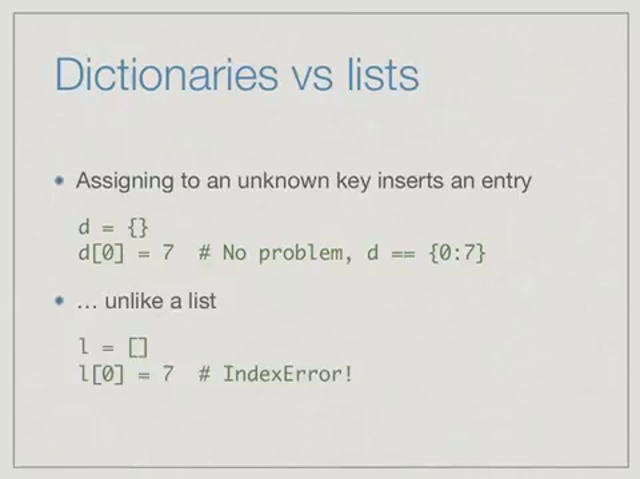So this is in contrast with a list, where if you have an empty list and then try to insert at a position which does not exist, you get an index error. So in a dictionary, it flexibly expands to accommodate new keys or updates the key depending on whether the key already exists or not.